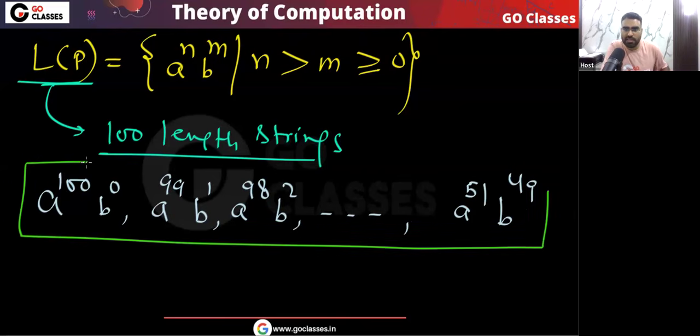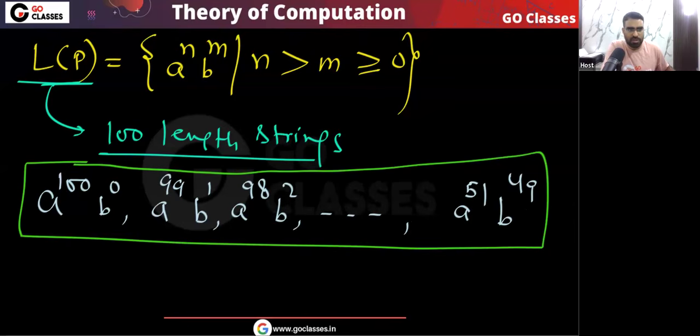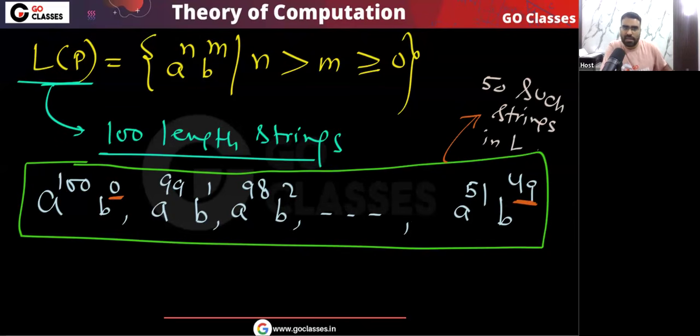How many such strings are there? From b^0 to b^49, there are 50 such strings. Is this clear? There are 50 such strings in the language L. The remaining strings, remember, are not 100 length strings. For example, if you put b^50, then the number of a is more than the number of b. So the number of a, how much?